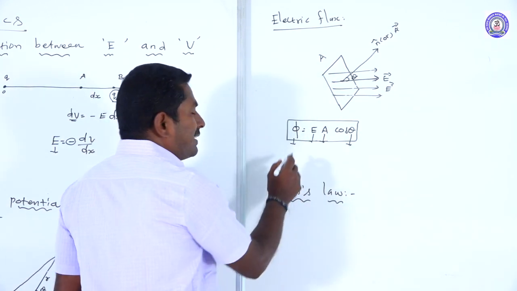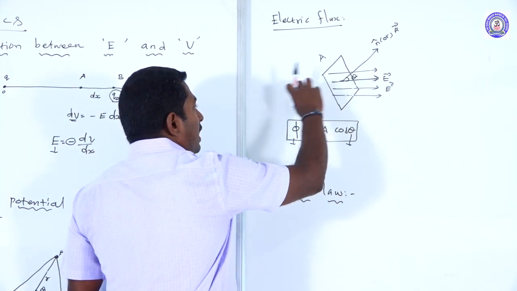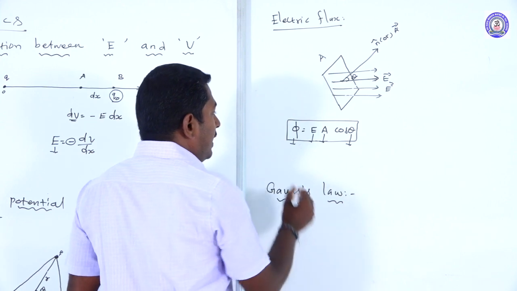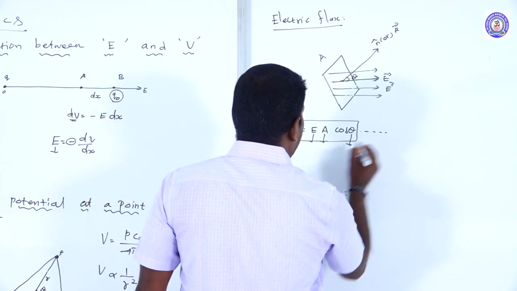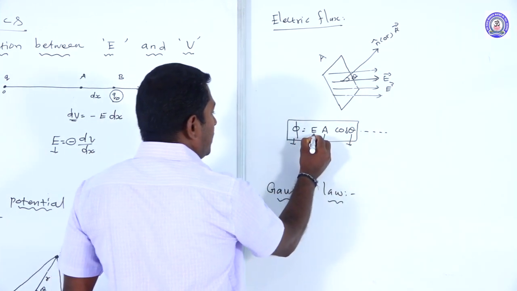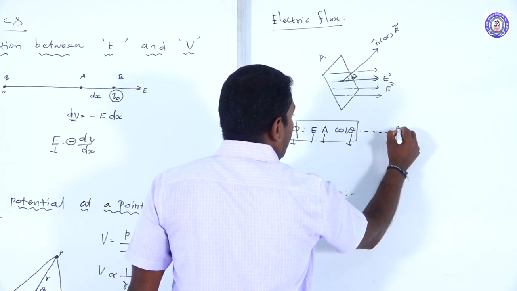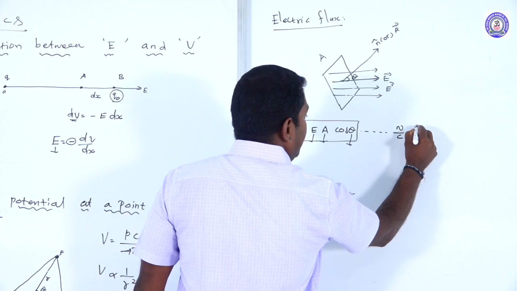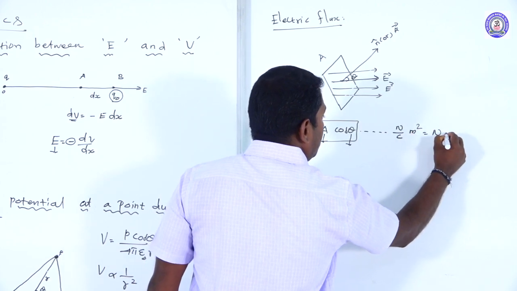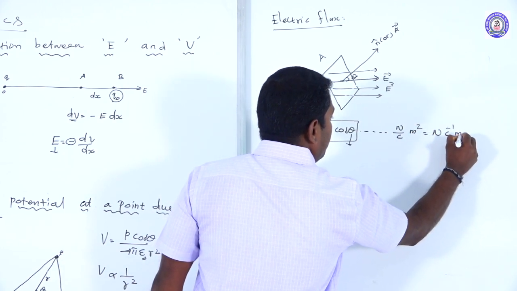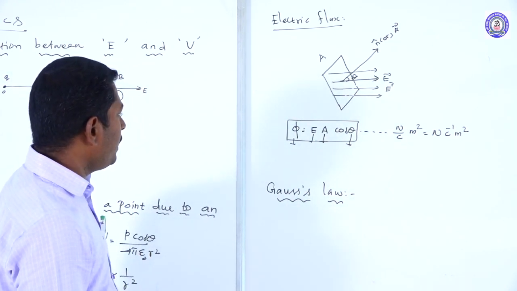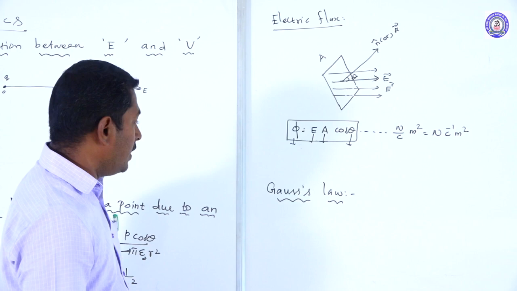Electric flux is defined as the total number of electric lines of force crossing a closed surface. Electric flux is a scalar quantity. For the SI unit of electric flux: electric field intensity is Newton divided by Coulomb, and the surface area is meter square. Therefore, Newton Coulomb inverse meter square is the SI unit of electric flux. Then Gauss's law.